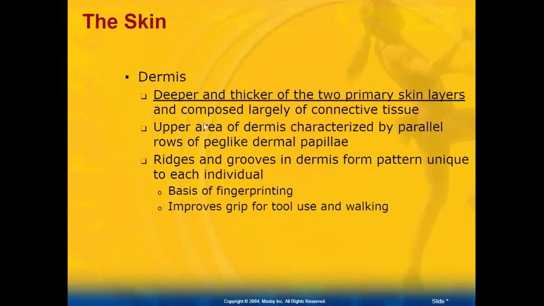So now let's flip back and look at the dermis. Deeper and thicker of the two layers, composed largely of connective tissue. Upper area of the dermis characterized by parallel rows of peg-like dermal papillae. So the ridges and grooves in the dermal papillae form patterns unique to each individual. So those dermal papillae create our fingerprints. As the skin's tight over that area, it contours to the dermal papillae, and that's what creates a fingerprint.